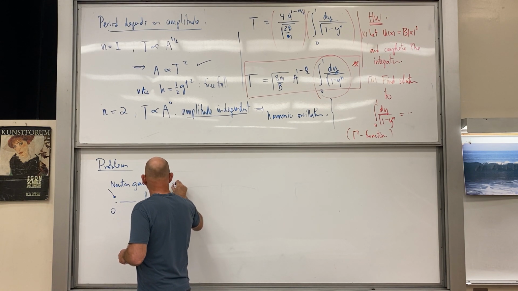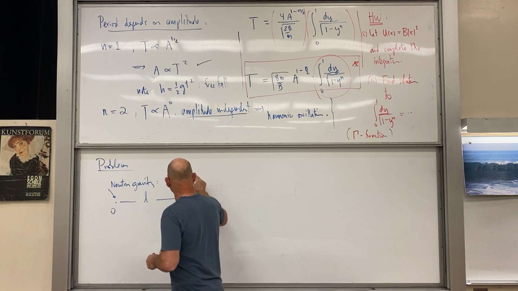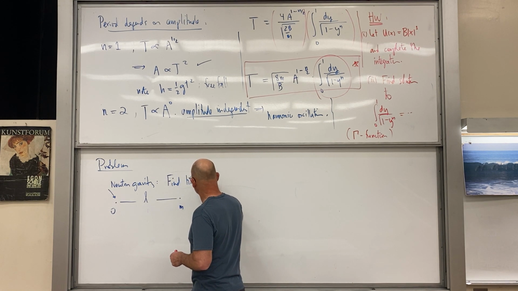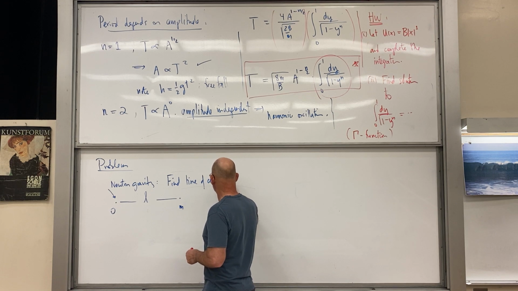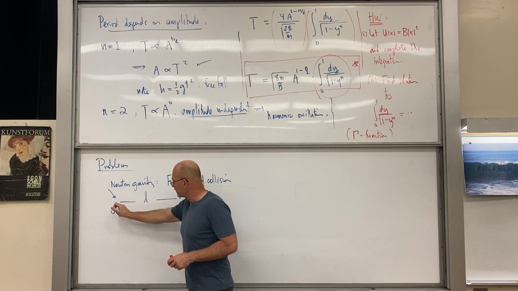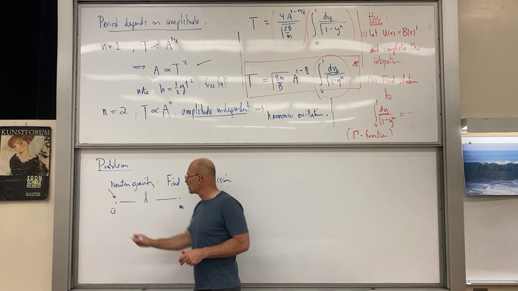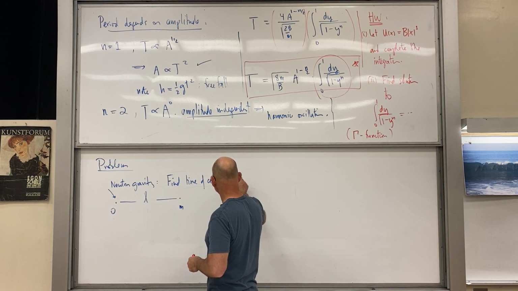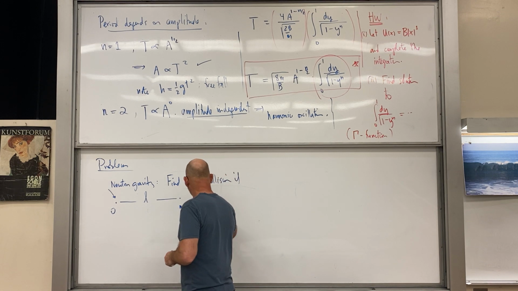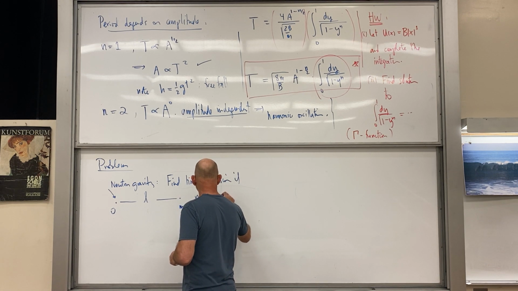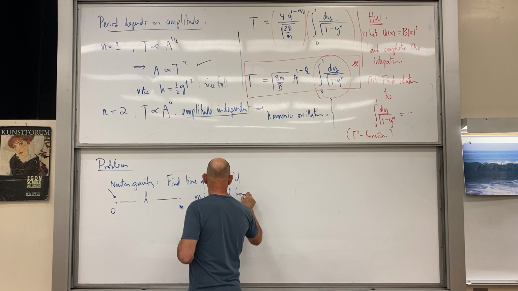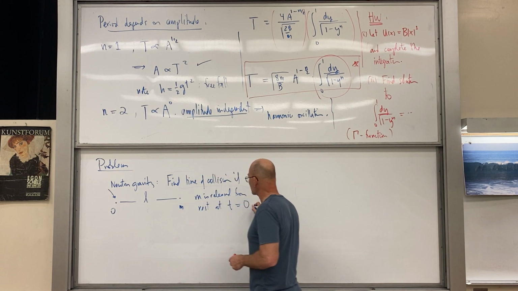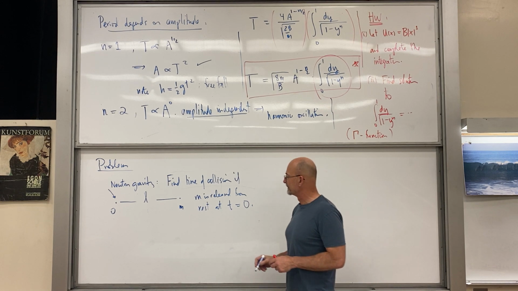Find the time of collision, we could call it. Here's a point where we're attracted by the inverse square law, and here we are, released from rest. If M is released from rest at t equals 0, how long does it take?